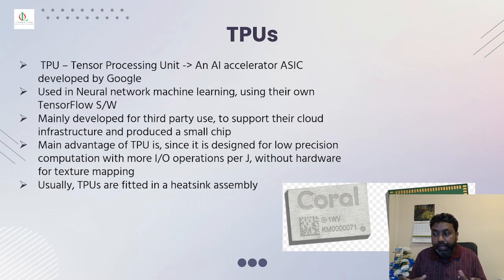By doing so, they come back to having a small chip that can be designed for fast processing with low precision computation with more IO operations. That saves a lot of energy per joule without a big mapping for big hardware. So this is the device, just tiny, and it can sit basically on top of a heatsink assembly. So you don't need a big space to install or fit it in.